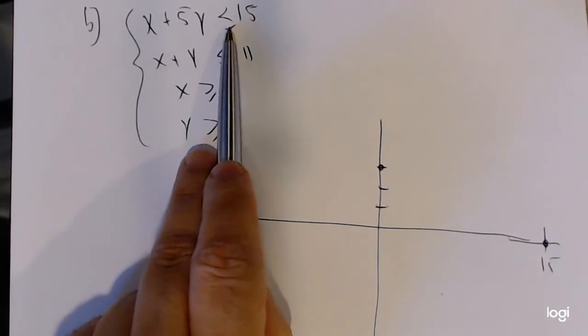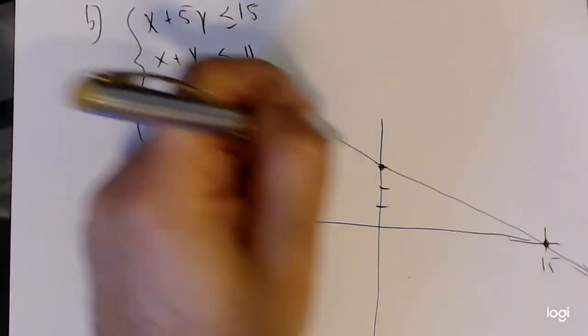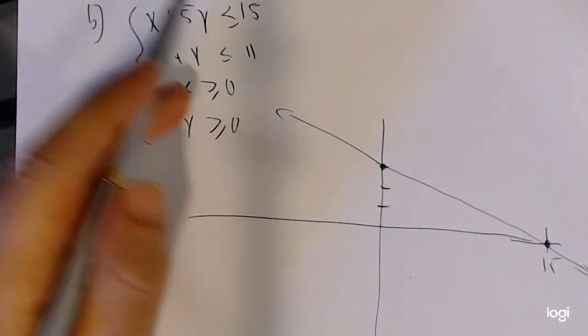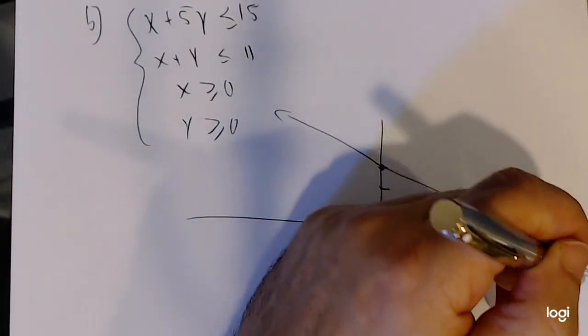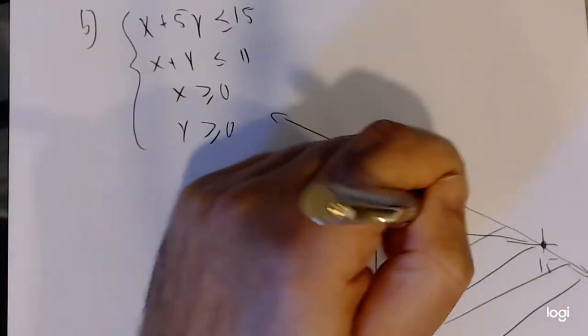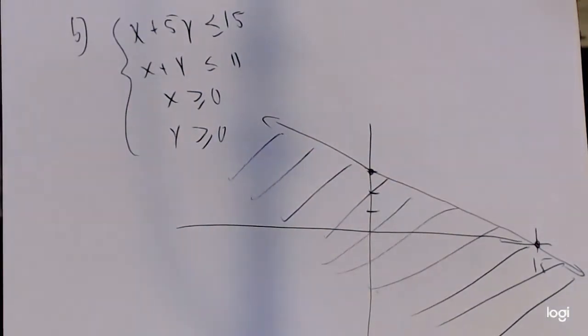So what do I know? This is going to be a solid line. So it's going to go that way. And since it's less than or equal to, the equal makes it solid. The less than means shade under it. Okay, and then what do we have?